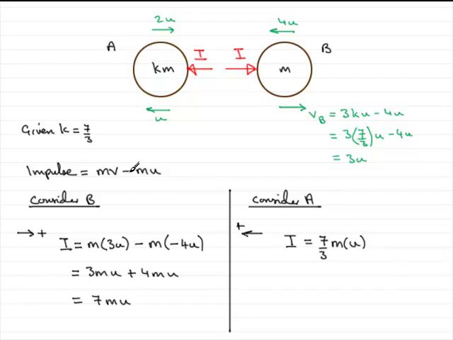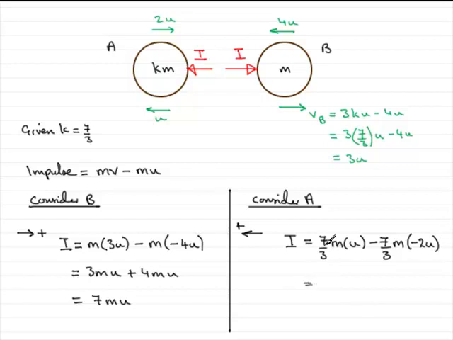Then we have minus the mass again, so km, 7/3 m, multiplied by the initial velocity. And the initial velocity, well, it was 2u, but you'll notice it's going in the opposite sense to the plus direction here. So the velocity would be minus 2u. So put that in there. So you've got to be careful on that part.